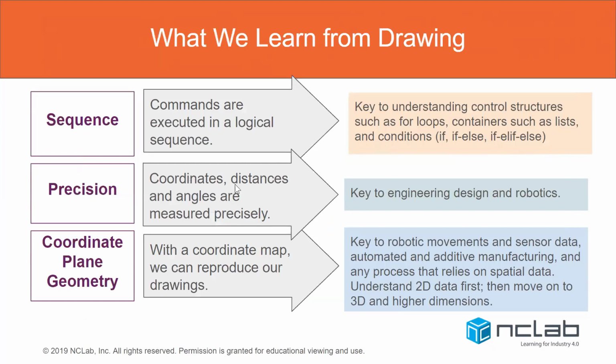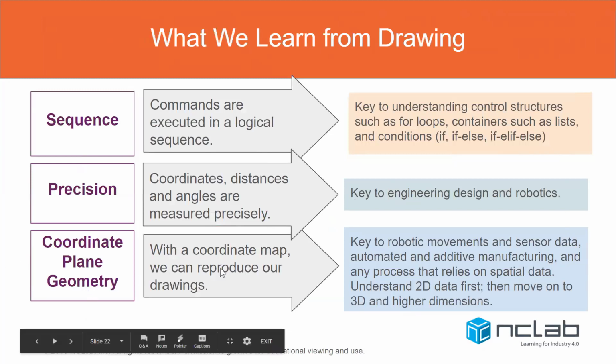You're also learning how to be precise. You're learning about coordinates, and your distances and angles are measured precisely. And that's key to any kind of engineering, design, or robotics. You swing a robot arm half a degree off on an assembly line, and you're going to have to throw out your production line. And of course, we're learning coordinate plane geometry.